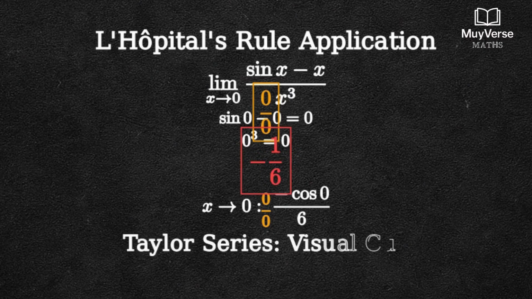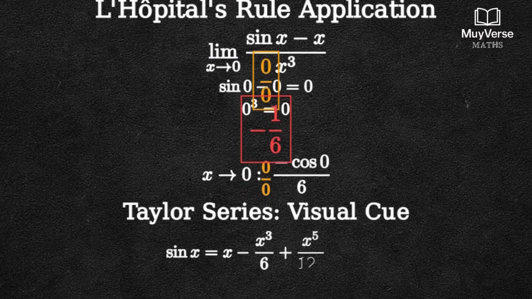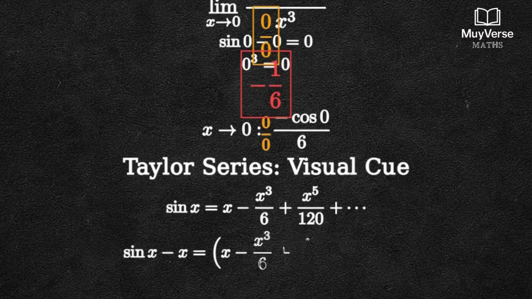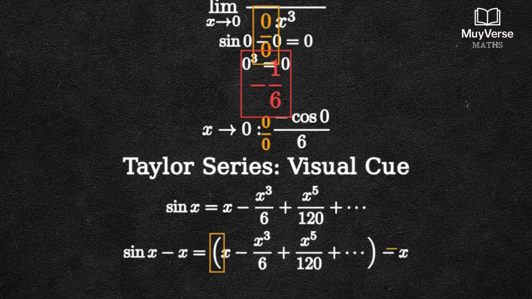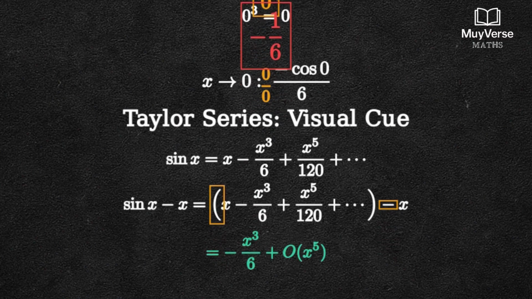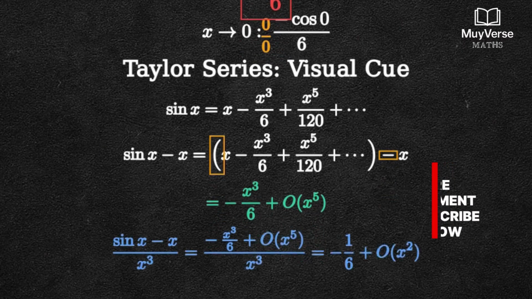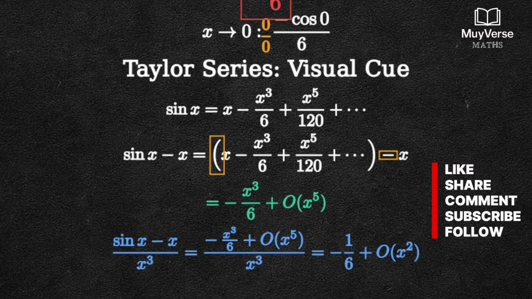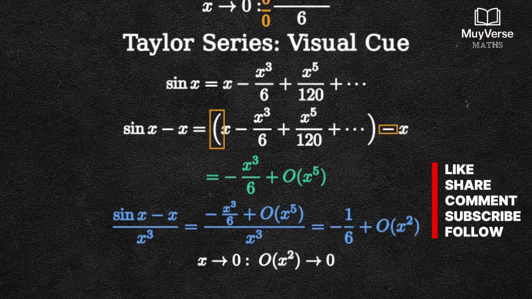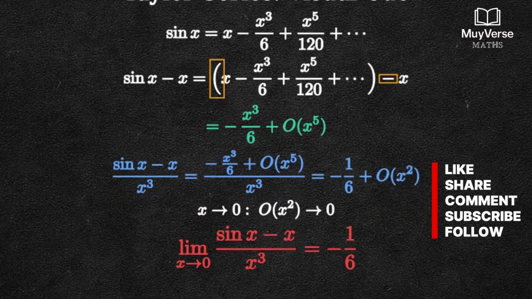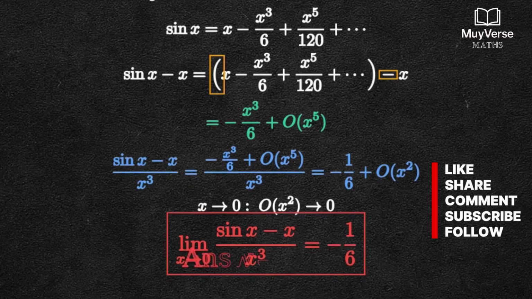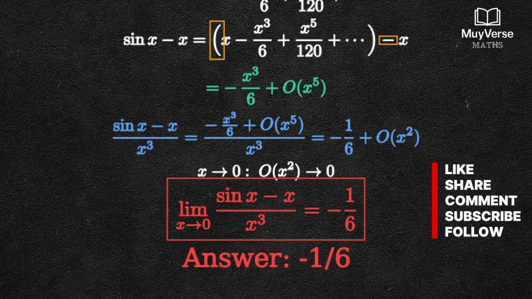Method 2, Taylor series visual cue. Sine x equals x minus x cubed over 6 plus x to the fifth over 120 and higher powers. Subtract x to form sine x minus x. The x terms cancel, leaving negative x cubed over 6 plus higher order terms. Divide by x cubed. We get negative 1 over 6 plus a term of order x squared. As x approaches 0, that small term goes to 0. So the limit is negative 1 over 6, matching our first method. Both pathways agree. The answer is negative 1/6.